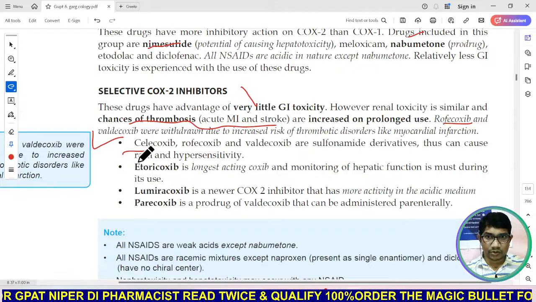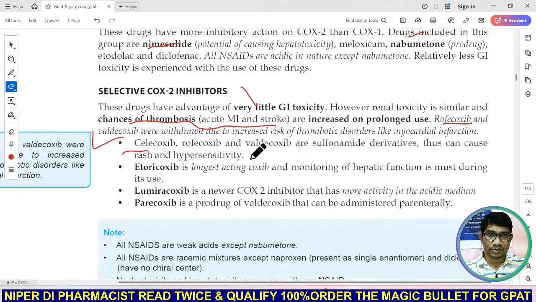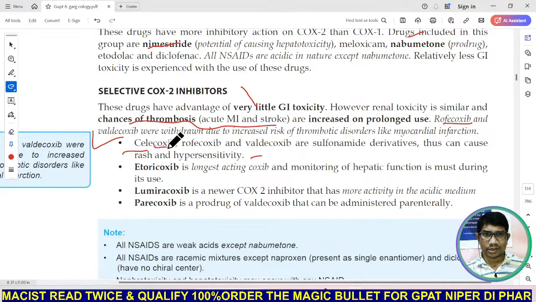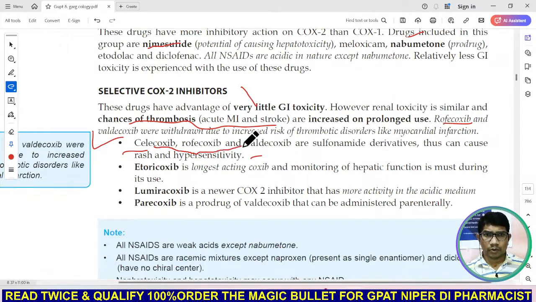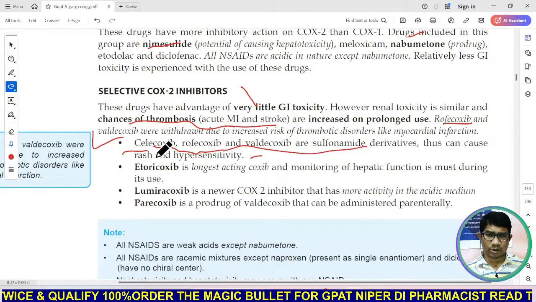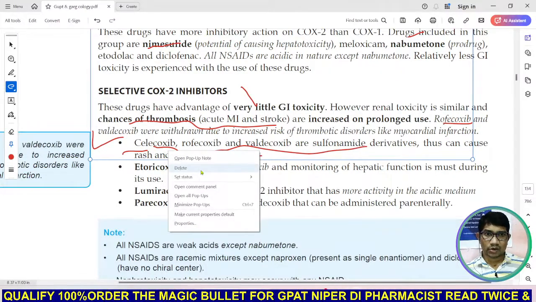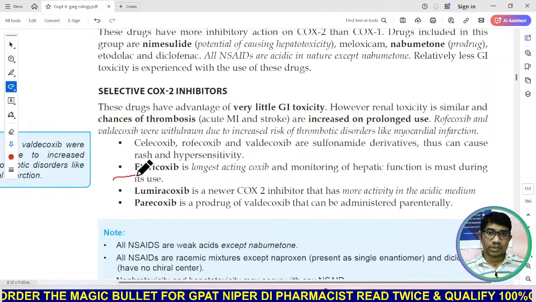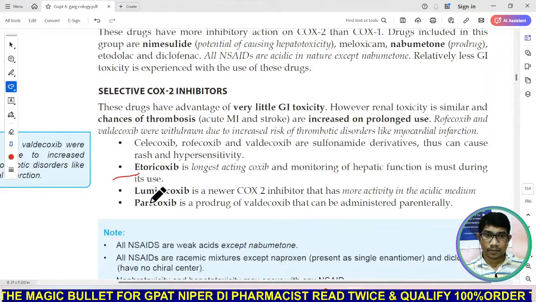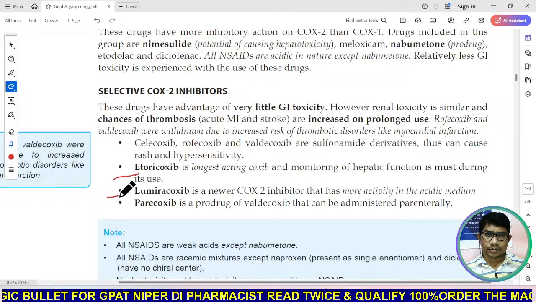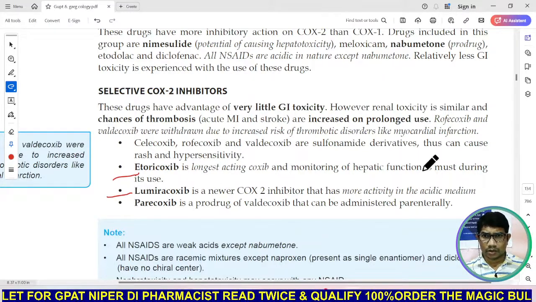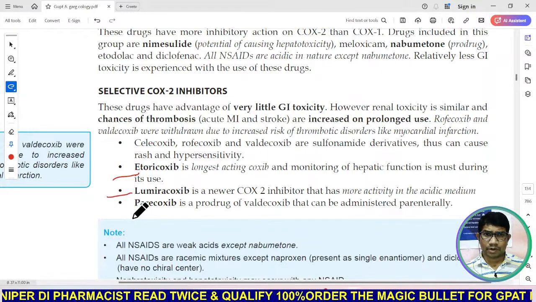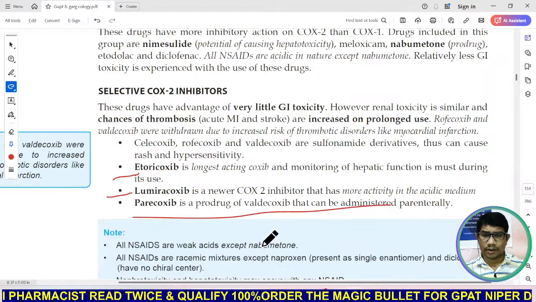are sulfonamide derivative and they can cause a reaction and hypersensitivity. इनके सेलेकॉक्सिब, एक कॉक्सिब के अंदर क्या है, सेलेकॉक्सिब, रोफेकॉक्सिब, valdecoxib, they are sulfonamide derivative. They can exhibit a cross hypersensitivity to the sulfur drugs. Then etoricoxib is a long-acting coxib. Lumiracoxib is a new selective cox inhibitor, more activity in the acidic medium. Parecoxib is a prodrug of valdecoxib.